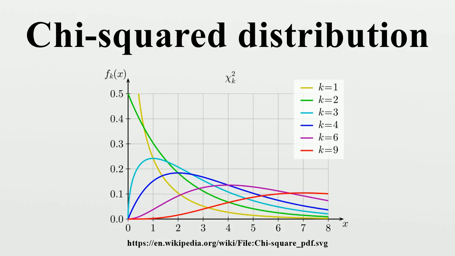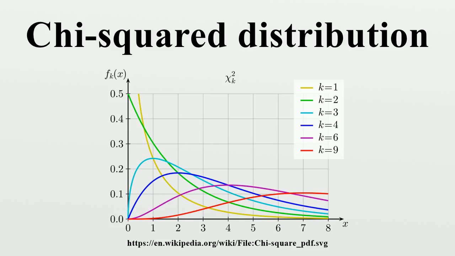The chi-squared distribution is used in the common chi-squared tests for goodness of fit of an observed distribution to a theoretical one, the independence of two criteria of classification of qualitative data, and in confidence interval estimation for a population standard deviation of a normal distribution from a sample standard deviation. Many other statistical tests also use this distribution, like Friedman's analysis of variance by ranks.